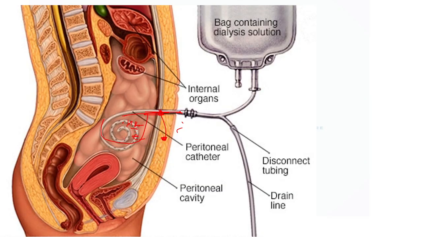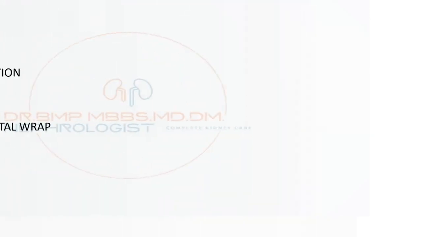Here there are the outflow pores of the PD catheter. The omentum is here. The omentum just wraps it. So what happens? The fluid won't go inside. There will be an inflow problem, or sometimes an outflow problem can occur. Basically, there is some obstruction to the PD flow into the peritoneal cavity. So that is omental wrap.